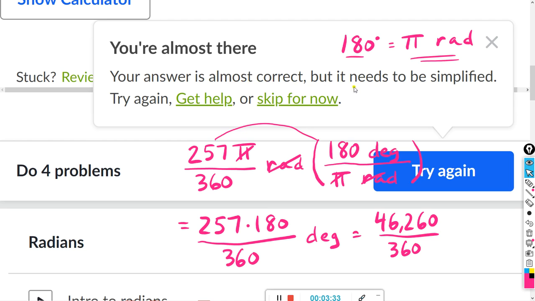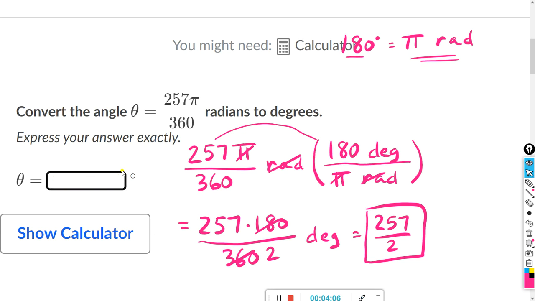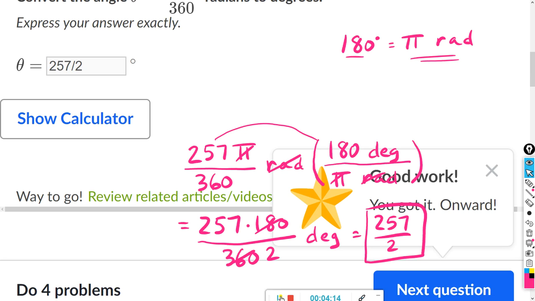Okay, it says your answer is almost correct but needs to be simplified. So they didn't mark it wrong, but they're giving me a chance to reduce it. Alright, so let's see. The simplest way to reduce this, we know 360 divided by 180 is just 2. So I'm going to cancel 360 divided by 180 and write 2. And now I have 257 over 2. Now you can't reduce that fraction any further, so they should accept it. 257/2, I typed inside the box. Okay, so they did accept it.